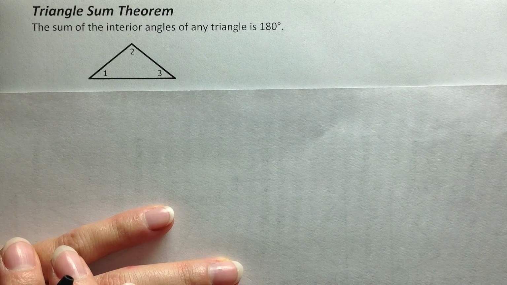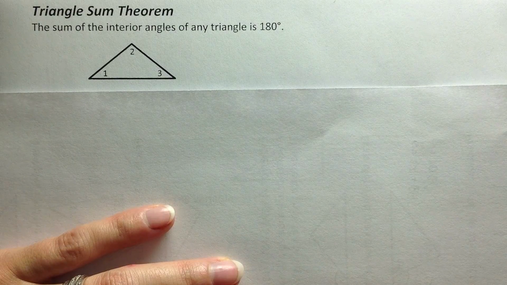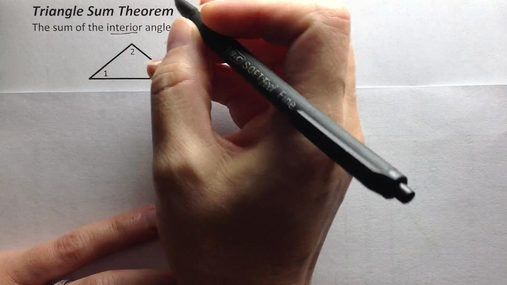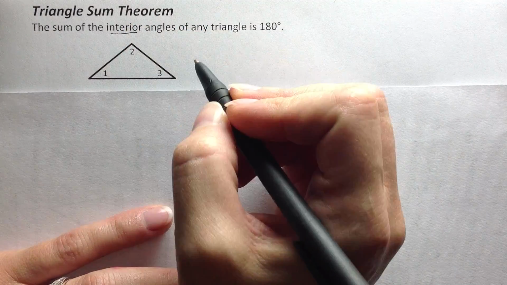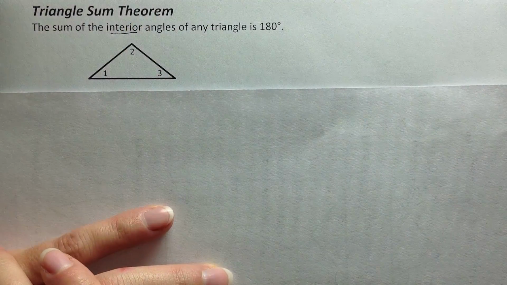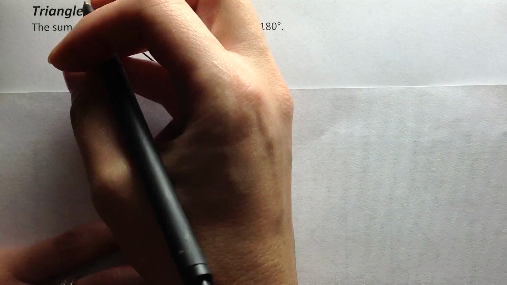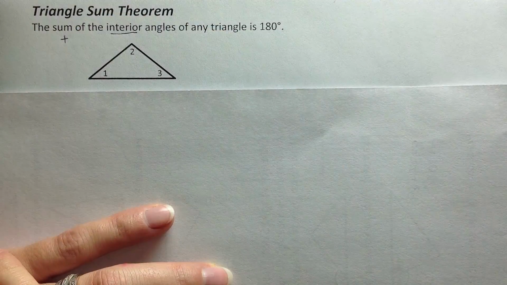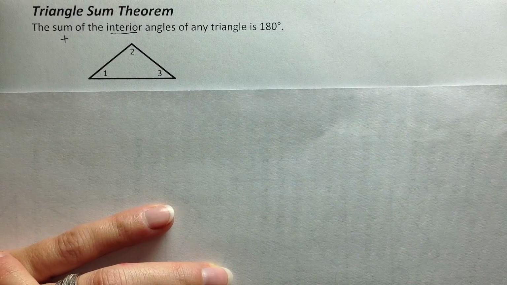Okay, let's talk about the triangle sum theorem. So the interior angles, those are the angles on the inside. In this picture, I only have interior angles drawn. The sum, when I add them all together, of the interior angles of any triangle is 180.